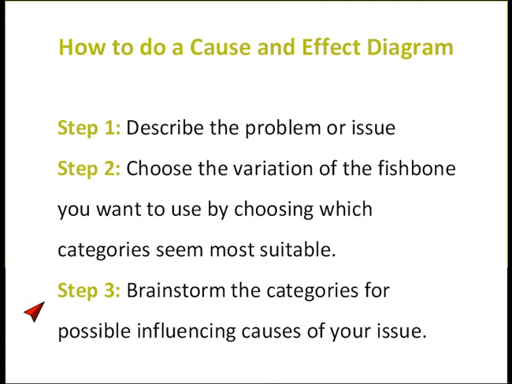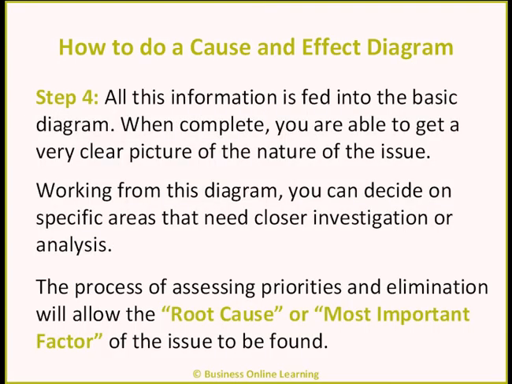You then brainstorm these categories for possible influencing causes of your issue. Step 4. When all this information is fed into the basic diagram, you will be able to get a very clear picture of the nature of the issue. Working from this diagram, you can decide on specific areas that need closer investigation or analysis. The process of assessing priorities and elimination will then allow you to close in on what the root cause or the most important factor of the issue is.